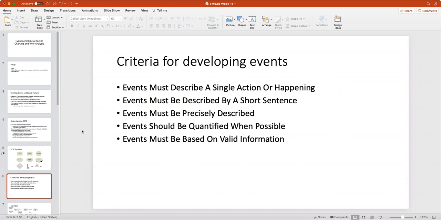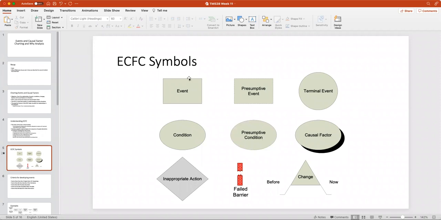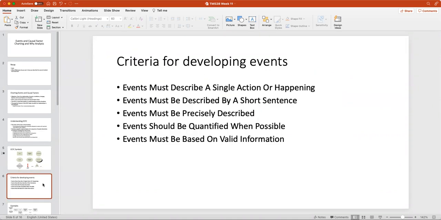Now, the biggest way that you'll get in trouble with event and causal factor charting is in developing the events. If we go back, these are the standard boxes that you'll see at the top of your timeline. The events are the discrete instances as you walk through the overall accident. These are things to just keep in mind strongly.